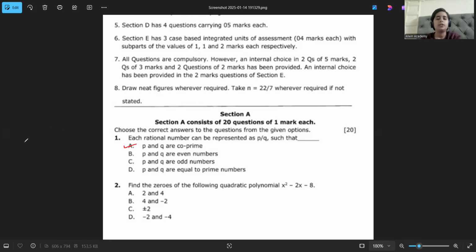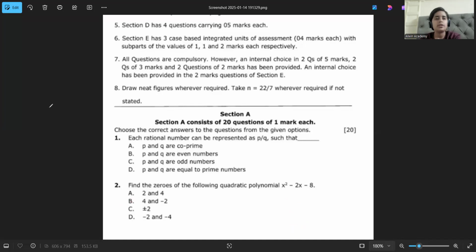Going to the next question, find the zeros of the following quadratic polynomial x square minus 2x minus 8. Now, when we do middle term splitting here, we would get minus 4x plus 2x in place of minus 2x. And when we make the brackets, we get (x minus 4) into (x plus 2). Now, from this bracket, we get the value of x as 4, and from this bracket, we get the value of x as minus 2. So the answer is option number B, 4 comma minus 2.